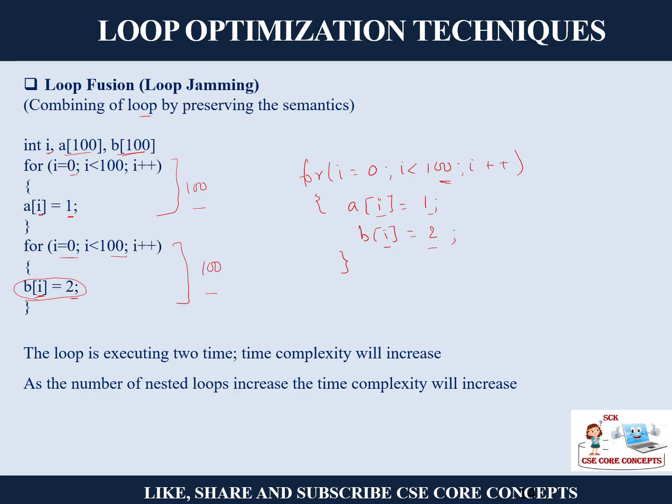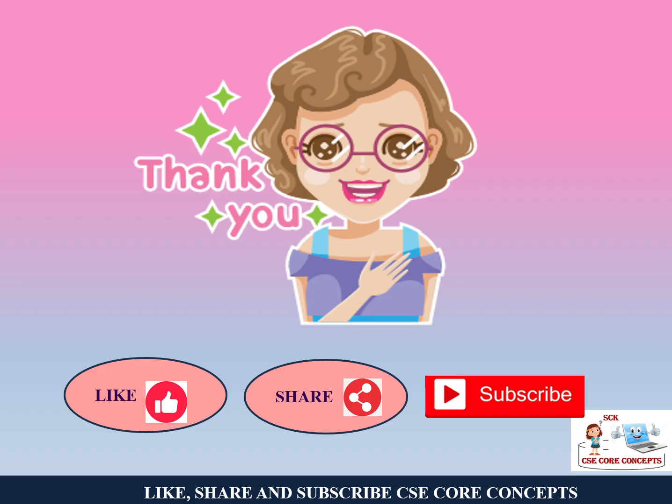So without changing the meaning or the semantics of the program, I am fusing or jamming two loops, and this will reduce the unnecessary code execution. I hope you understood this. Then we will work on more techniques, on how we can still optimize our code and how to understand the loops.